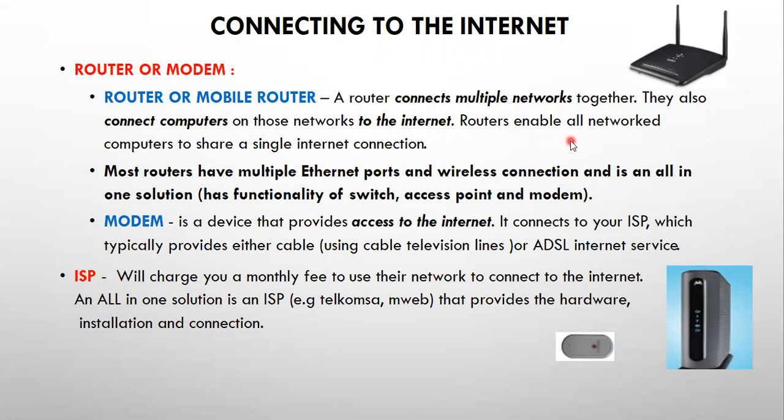Routers enable all networked computers to share a single internet connection. So that is what we have in school, a single internet connection to which the computers on the network are connected. Most routers have multiple Ethernet ports and wireless connection and are an all-in-one solution. It also has an access point. There's your antenna there. It has a switch, so it allows Ethernet ports, which allow computers to connect. And it's a modem, so it allows you to connect to the internet.